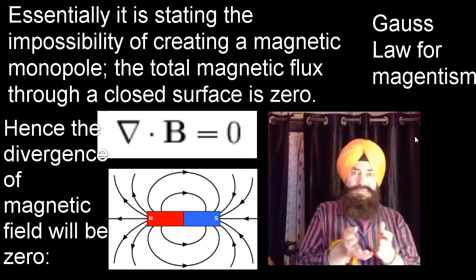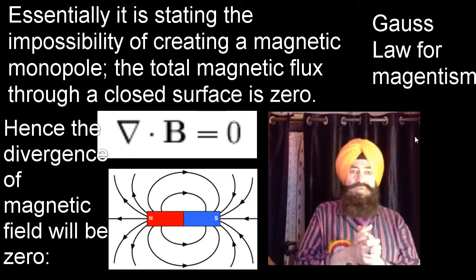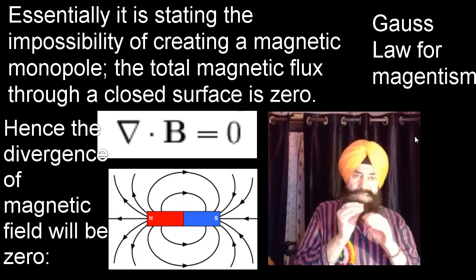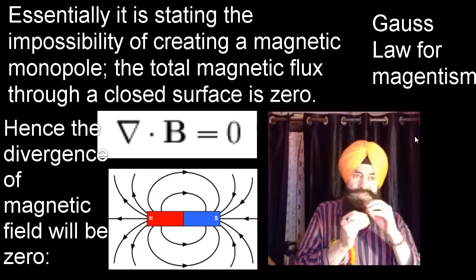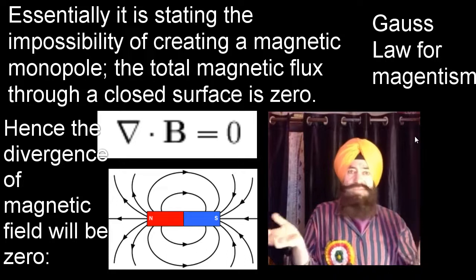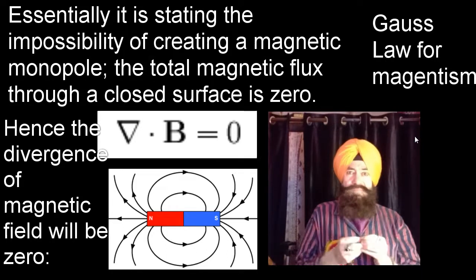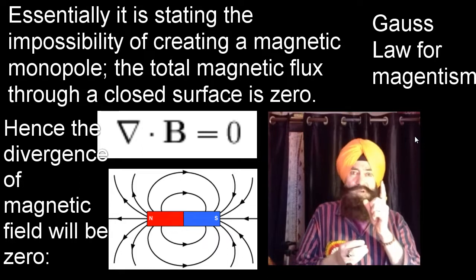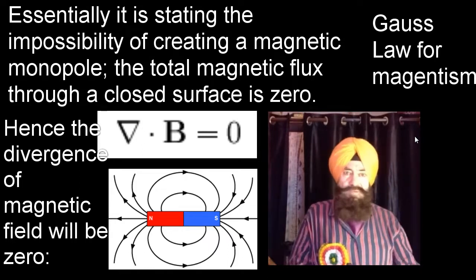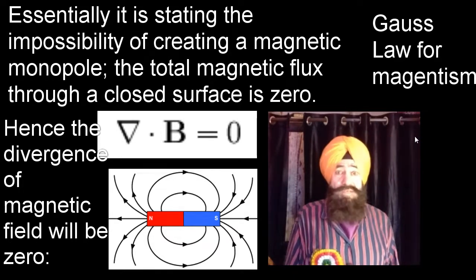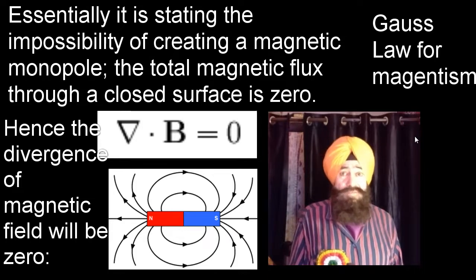Because it exists, the field exists in loops. So they do not diverge like the charges. The magnetic field has some rotation, loop behavior, and the divergence of the magnetic field will be 0. Gauss law of magnetism states the impossibility of creating a magnetic monopole. So there is no magnetic monopole in nature. If you find one, you tell me, you can get a Nobel Prize for that.